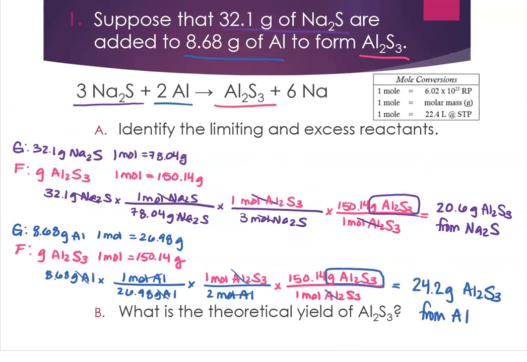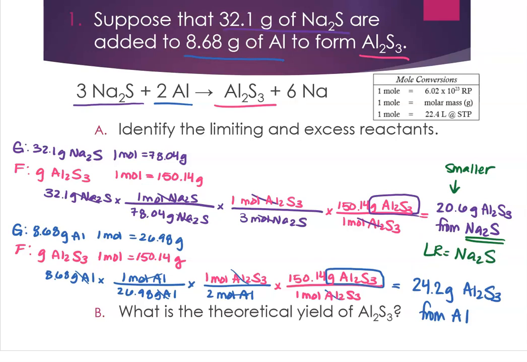Okay, so now I know how much product I get from both of my substances. So I can see here that 20.6 is less than 24.2. So because this value is smaller, the substance that gave me this value is going to be my limiting reactant. So the limiting reactant is Na2S.